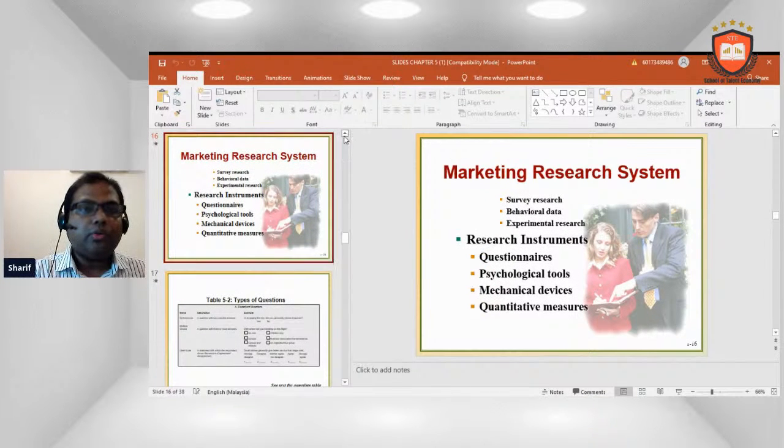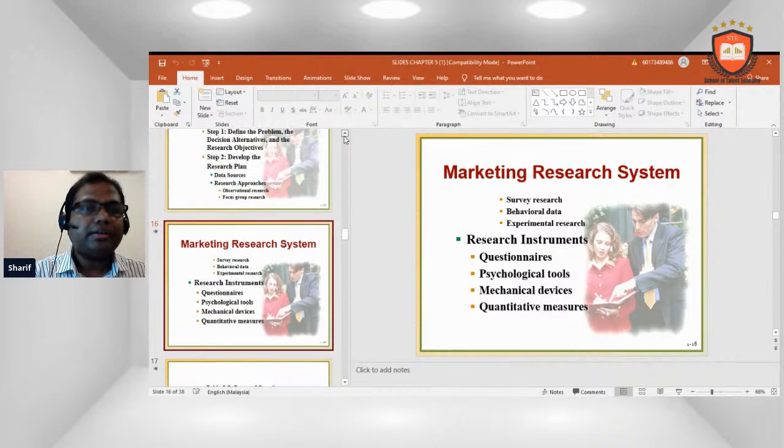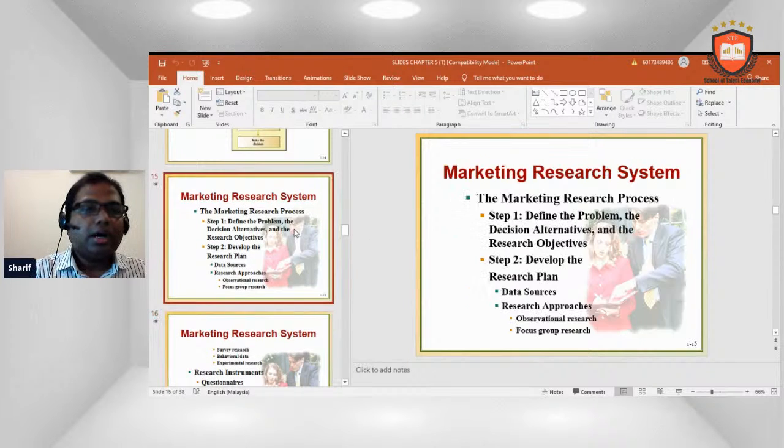So when we move with these marketing systems, when we move with different kinds of strategy, which will help us to understand the rules and regulations, we have market research systems. In the market research process, step one, define the problem, the decision alternatives, and the research objectives.